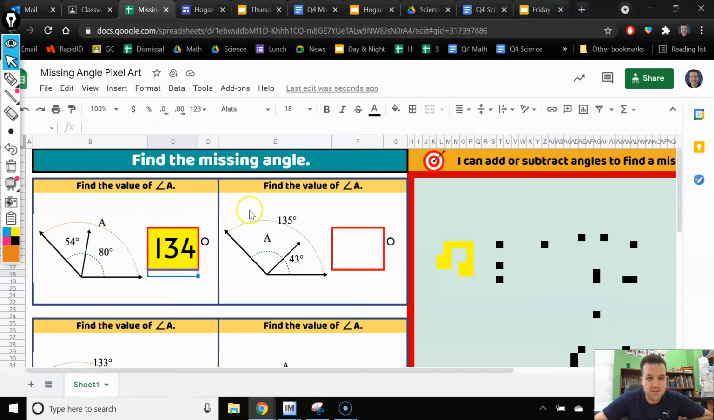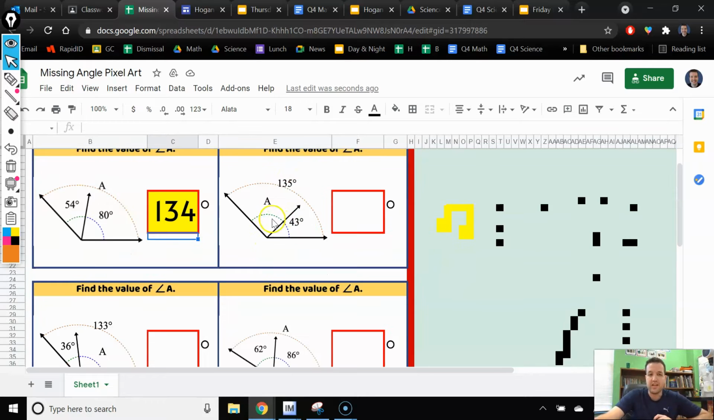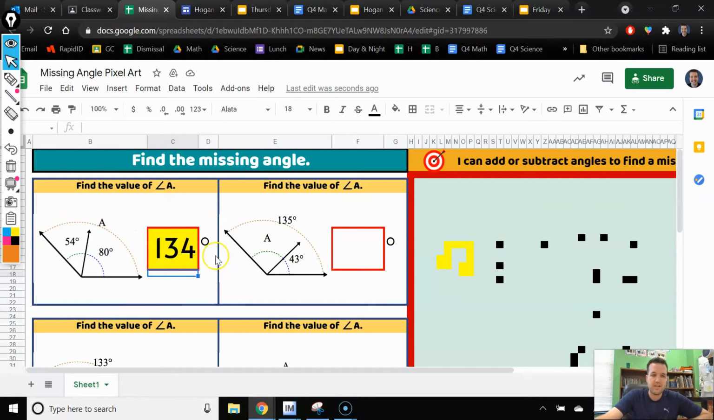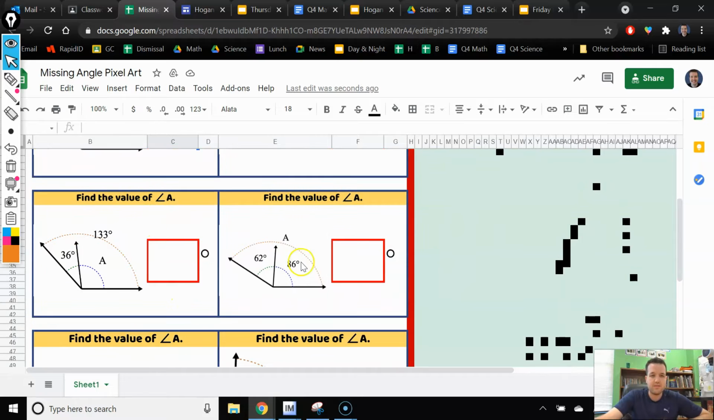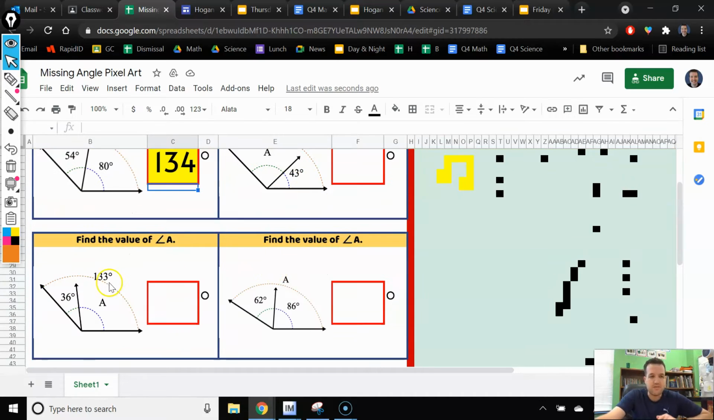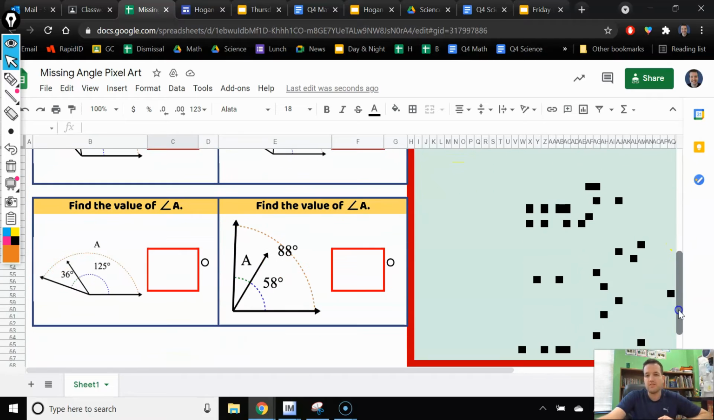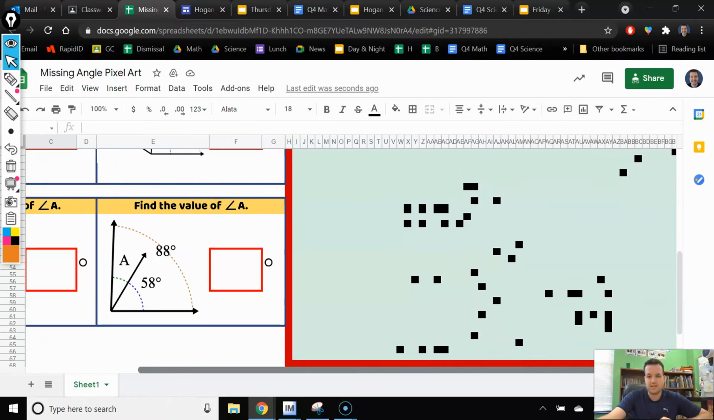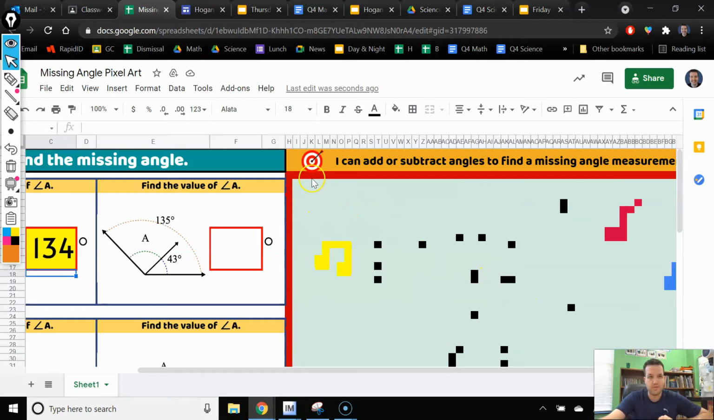Now, pay very close attention to where A is. So in this example, they tell you the whole angle is 135 and they give you only one of the parts and not the other. So like A plus 43 would give you 135. You have to use subtraction to solve for A. The first one I just did with you. You have that one, 2, 3, 4, 5. It's just 5 more problems to do. So it will not take you an eternity, but just notice very carefully where A is. And obviously, if it's not appearing in the pixel art, then that means you must have made a mistake. So take your time on that and make sure it's all correct before you turn it in.